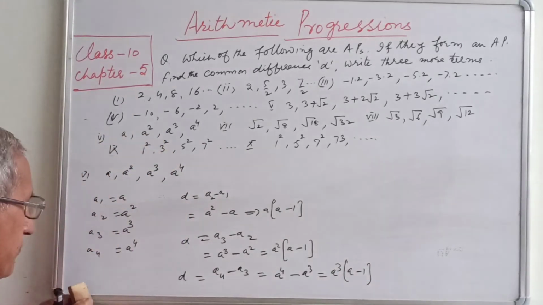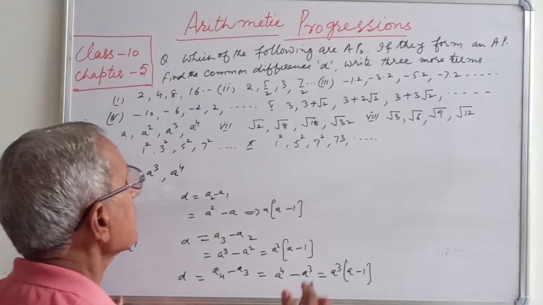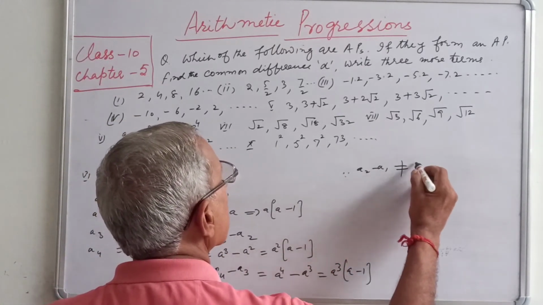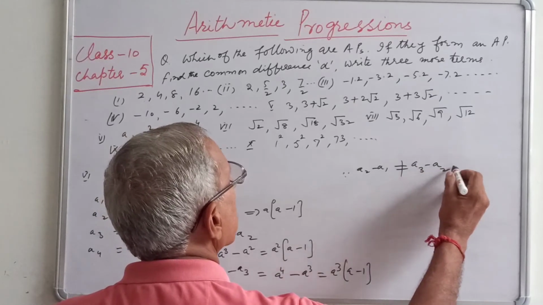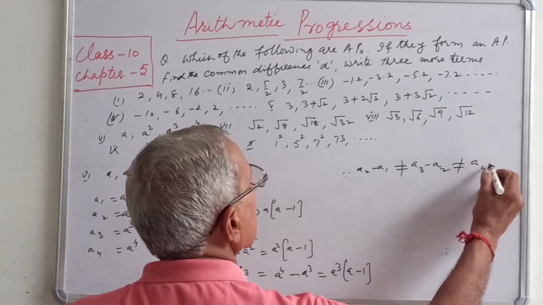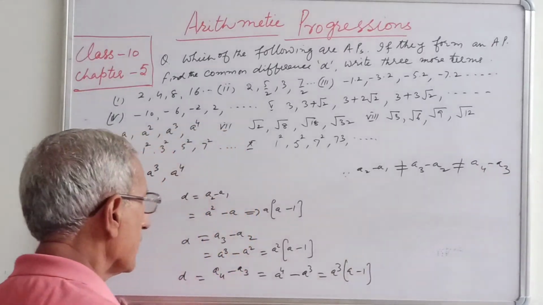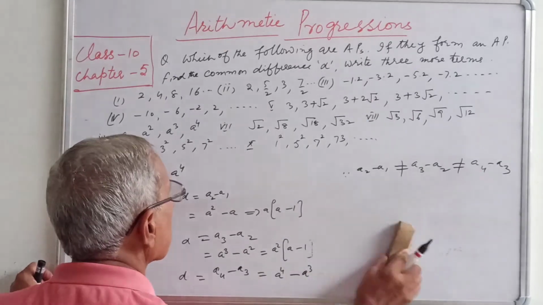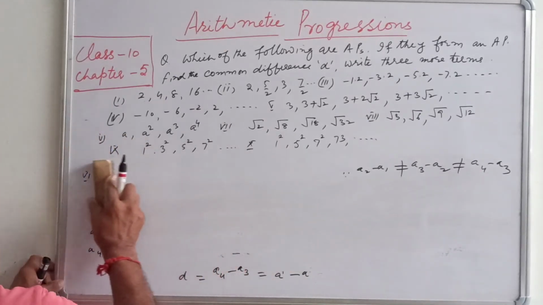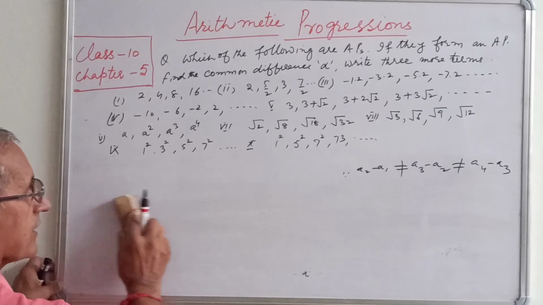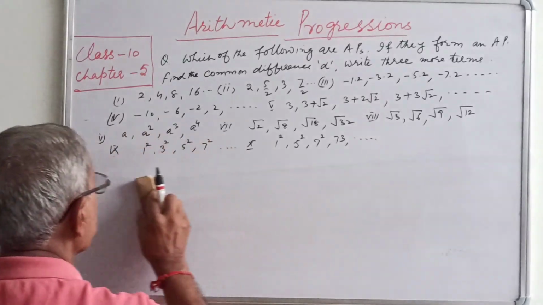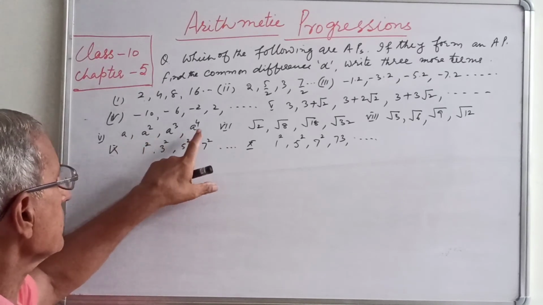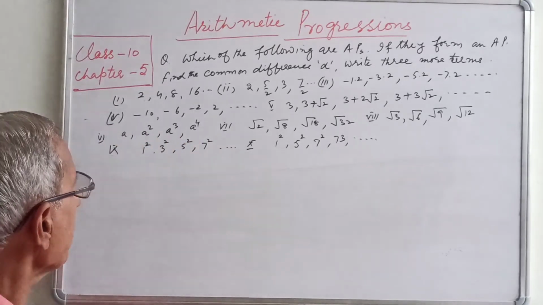Now the differences: since A2 minus A1 is not equal to A3 minus A2, which is not equal to A4 minus A3, therefore the given sequence is not an AP. The given sequence is not an AP. The sequence given, A square, A cube, A to the power 4, does not form an AP.